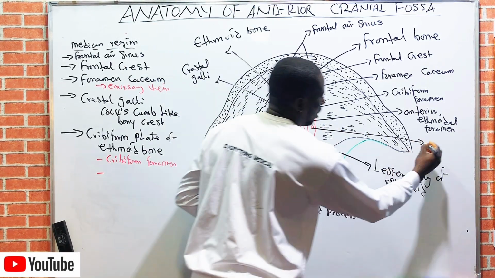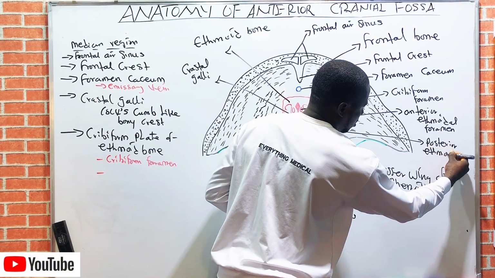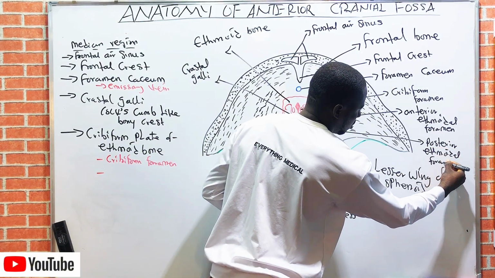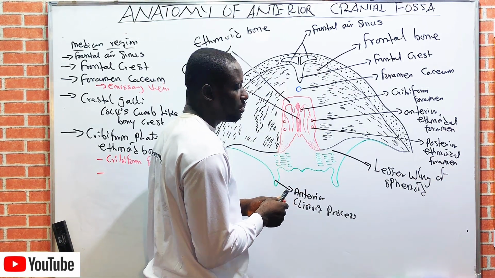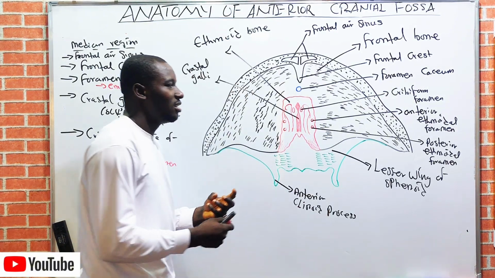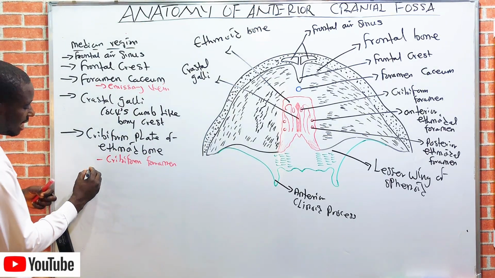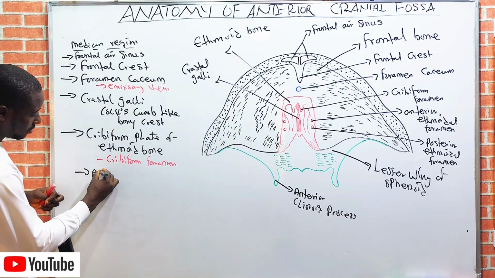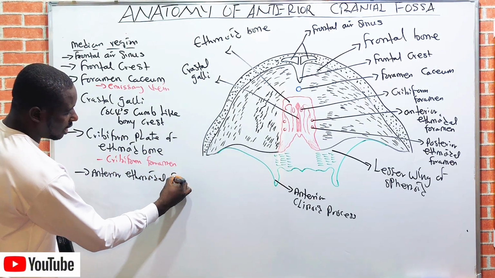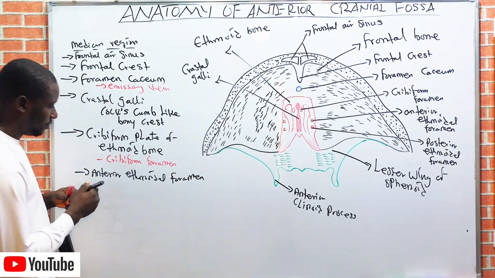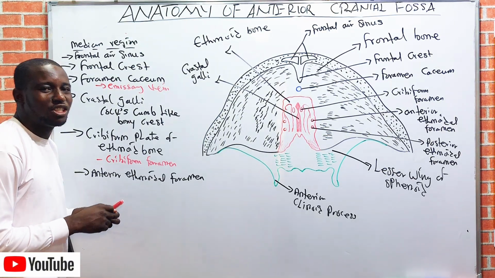Here is the posterior ethmoidal foramen. So we have the anterior and posterior ethmoidal foramen. They transmit vessels and nerves. The anterior ethmoidal foramen transmits the anterior ethmoidal artery, which is a branch of the ophthalmic artery.